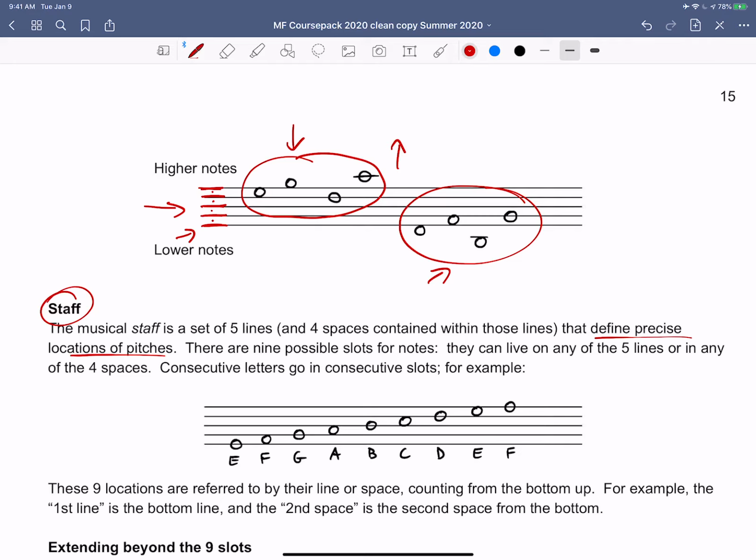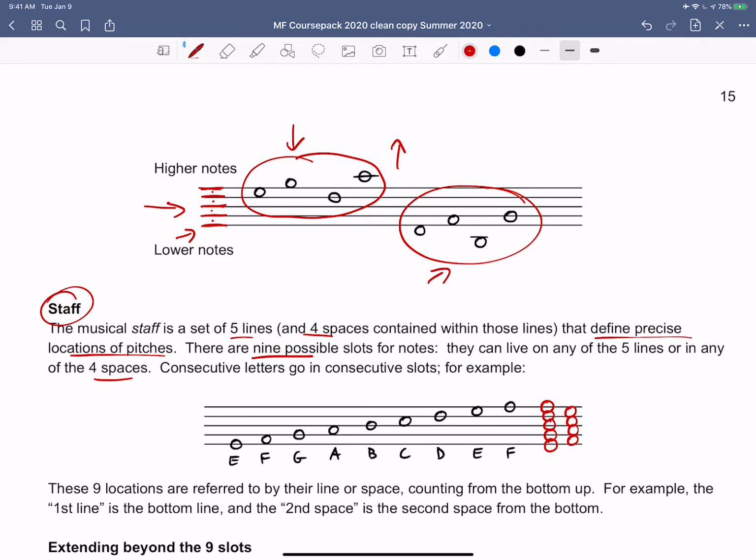Now, it makes sense that given what we said, 5 lines and 4 spaces, there are therefore 9 possible slots for notes to live in. So a note can live on any of the 5 lines. So here's a note on that first line, second line, third line, fourth line, fifth line. So a note could live in any of those locations, or it could live in any of the 4 spaces. So here's a note on the first space, second space, third space, fourth space. So those are the possible locations.